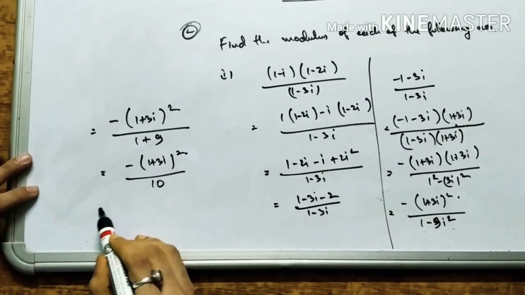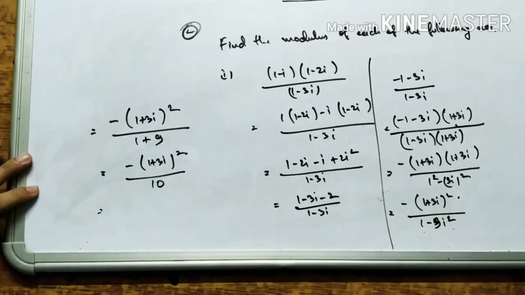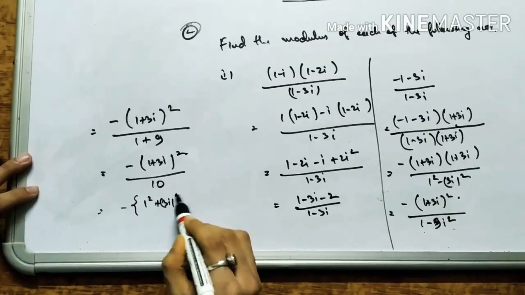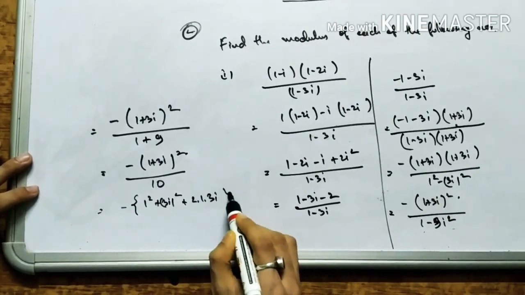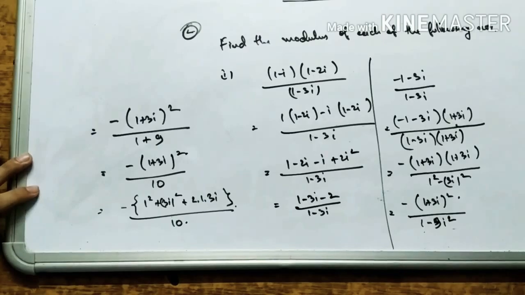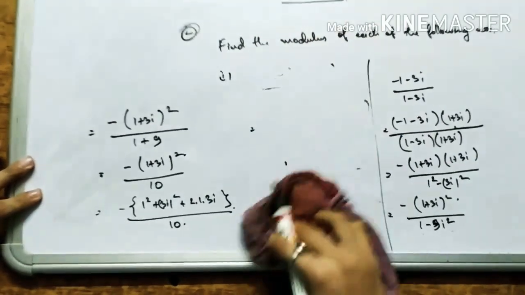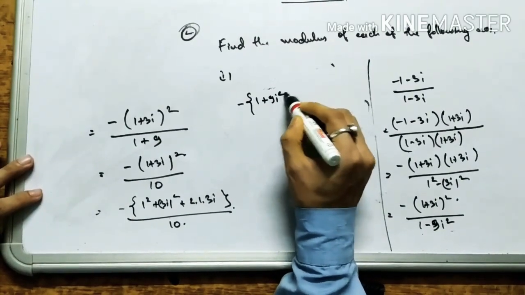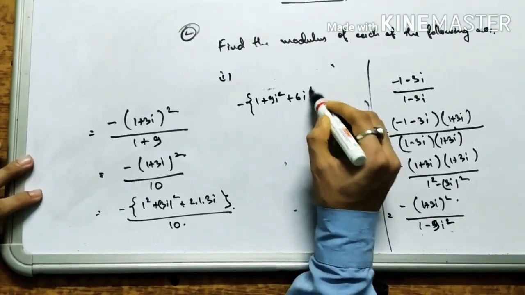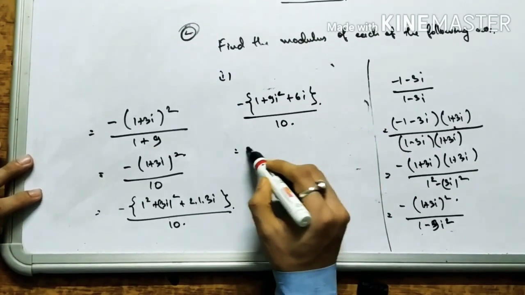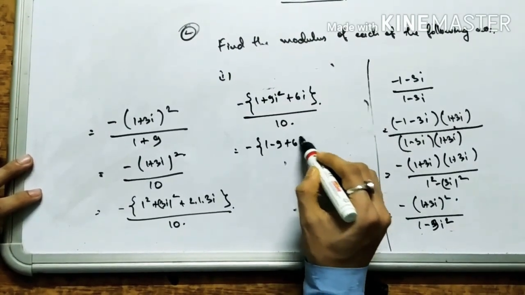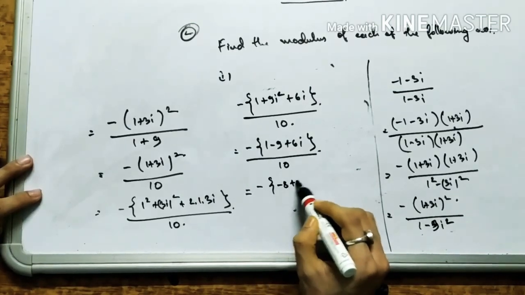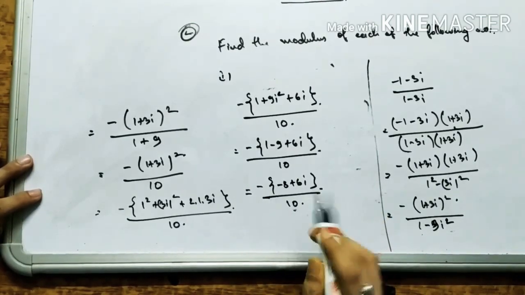Okay, so in here let me break it into formula. Minus 1 square plus 3i the whole square plus 2 into 1 into 3i by 10, I will get this one. Minus 1 plus 9i square plus 6i by 10, minus 1 minus 9 plus 6i by 10. So this is equal to minus 8 plus 6i by 10, I will get.